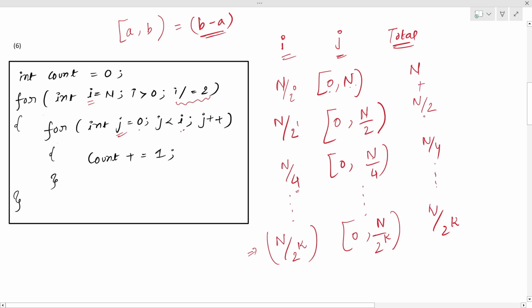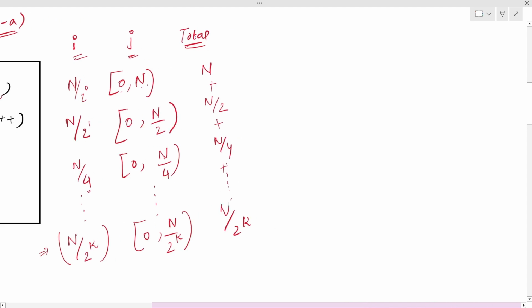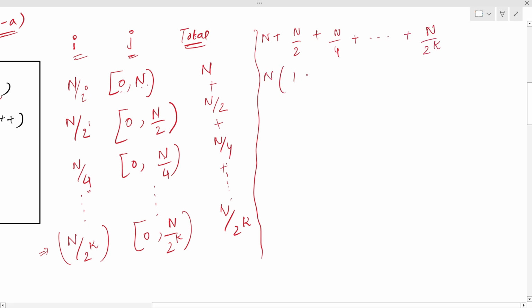Now the idea is what? Find out the summation of all these things, which will bring out the actual time complexity. Now let's try to do the same thing that we have done previously, right? n plus n by 2 plus n by 4 plus and so on plus n by 2 power k. Now if I take this n value common, it becomes 1 plus 1 by 2 plus 1 by 4 plus so on, 1 by 2 power k. So now from this you could have clearly seen, this is something in geometric progression, right?